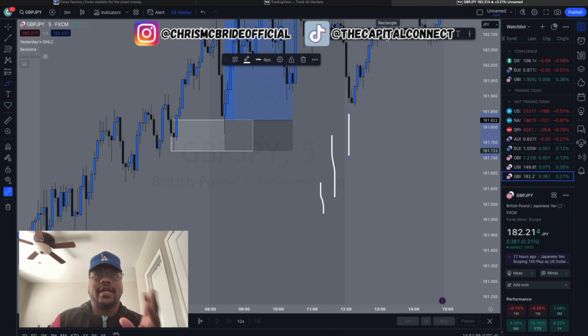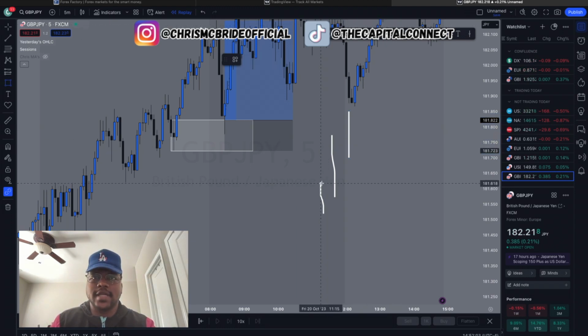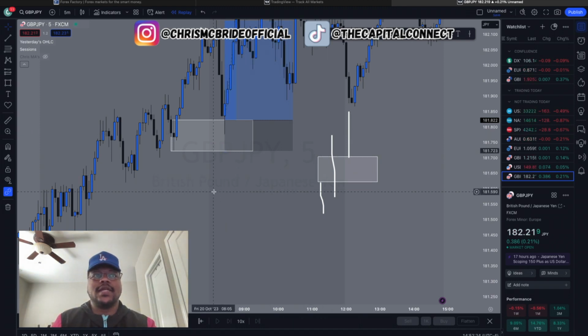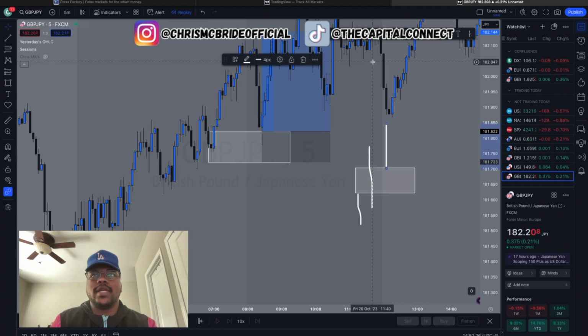What we have right here is a bullish fair value gap example. A bullish fair value gap is when the high of the first candle and the low of the third candle do not overlap or touch, right? That is what we call a fair value gap. That is a bullish example. A bearish example will be the flip side of that, so it would be when the low of candle 1 does not overlap or touch with the high of candle 3.